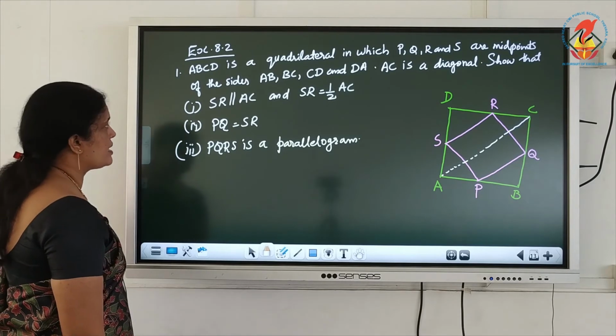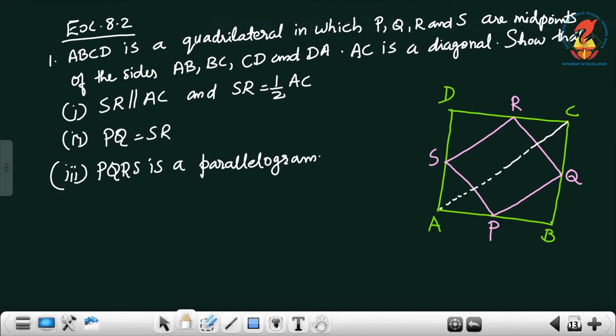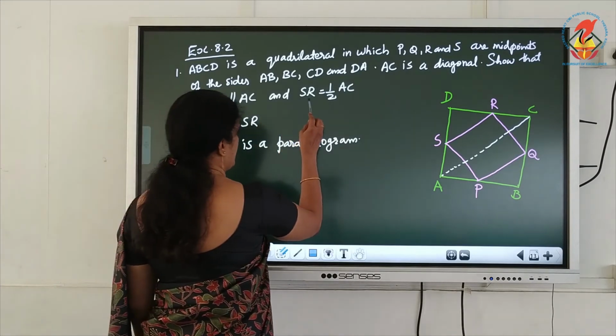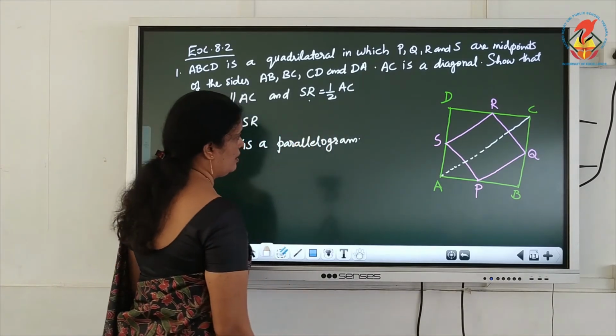Next, exercise 8.2, question number 1. ABCD is a quadrilateral in which P, Q, R, S are midpoints of the sides AB, BC, CD and DA. AC is a diagonal. Show that SR parallel to AC and SR equal to half of AC, PQ equal to SR, PQRS is a parallelogram. Here, first we have to prove SR parallel to AC, SR equal to half AC.